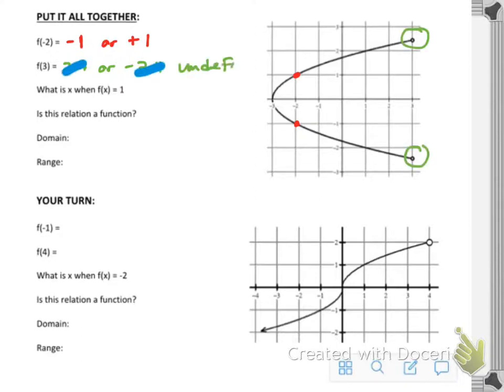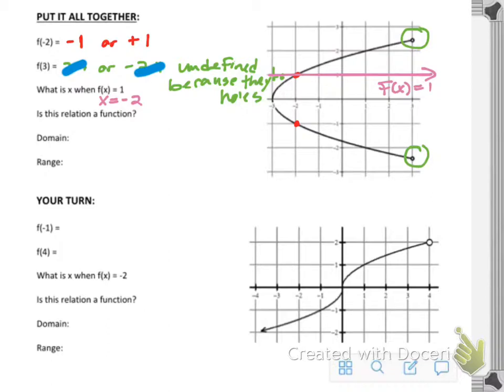But we were able to note that, oh, those were holes, and so those are actually undefined because of those holes. So we say undefined. But we know the location of the hole, and that's actually interesting information to know where they're at. Then the next question is, what is x when f of x equals 1? And f of x equals 1 is like saying y equals 1. It's an output of 1, a height of 1.